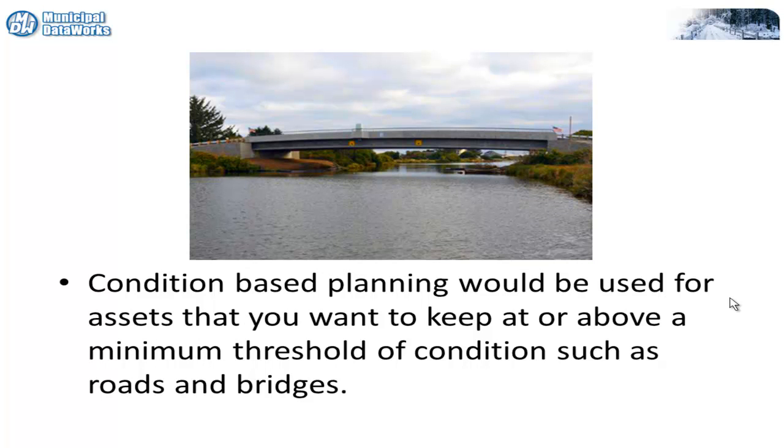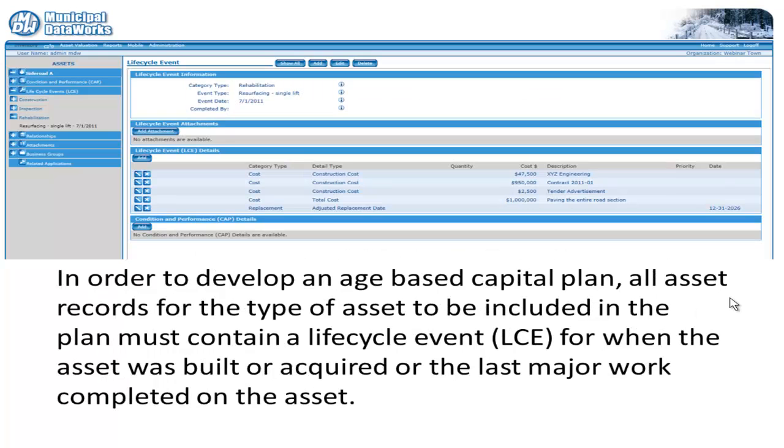Condition-based planning would be used for assets that you want to keep at or above a minimum threshold of condition, such as roads and bridges. In order to develop an age-based capital plan, all asset records for the type of asset to be included in the plan must contain a life cycle event for when the asset was built or acquired, or the last major work completed on the asset.